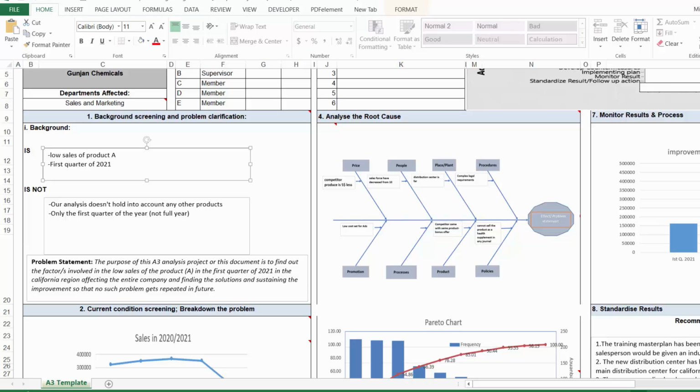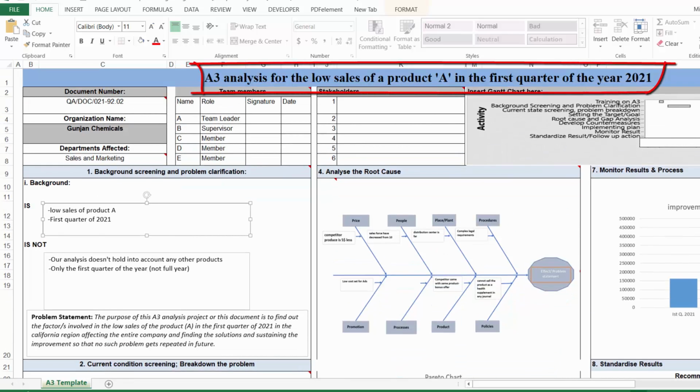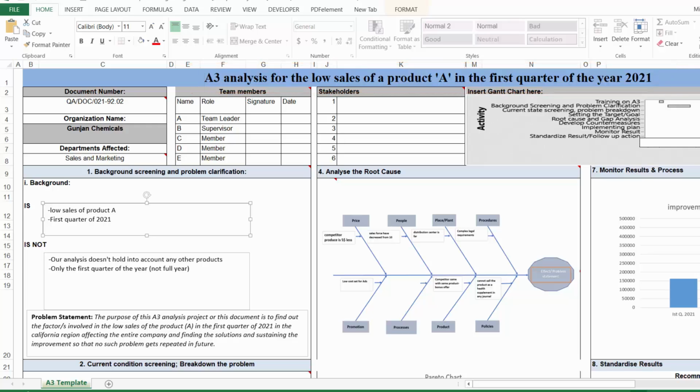So let's recall our problem. For this, let's look into the title statement again. The title is A3 analysis for the low sales of the product A in the first quarter of the year 2021. Well, let's clarify the problem. This is the first stage where we can do the background screening or problem clarification. We should make sure that everyone understands what is or what isn't within the scope of the A3 analysis, or what our problem is.